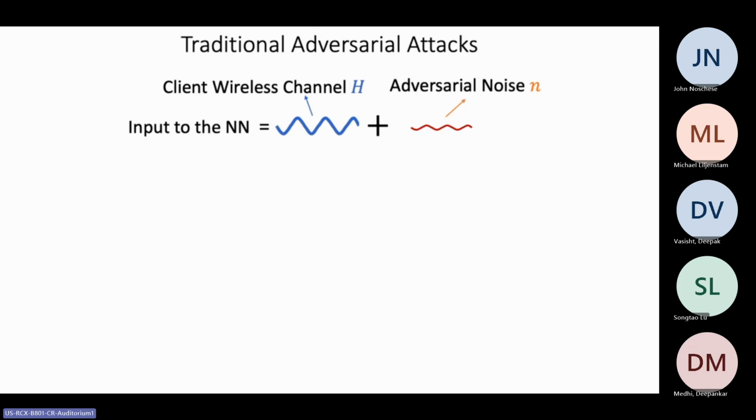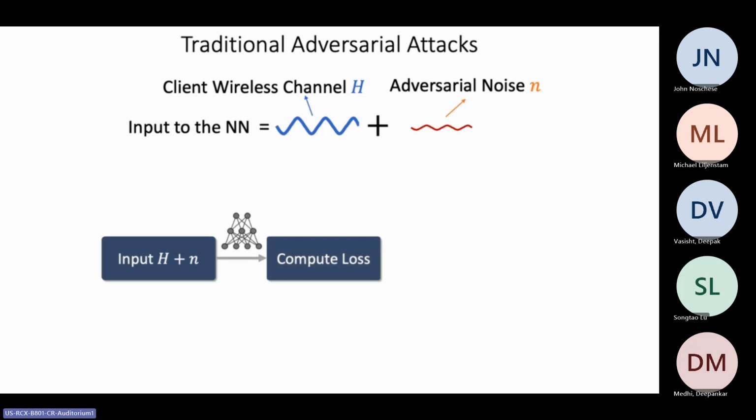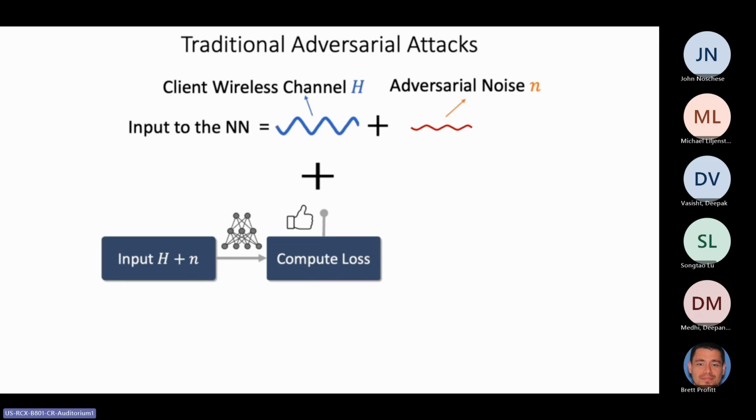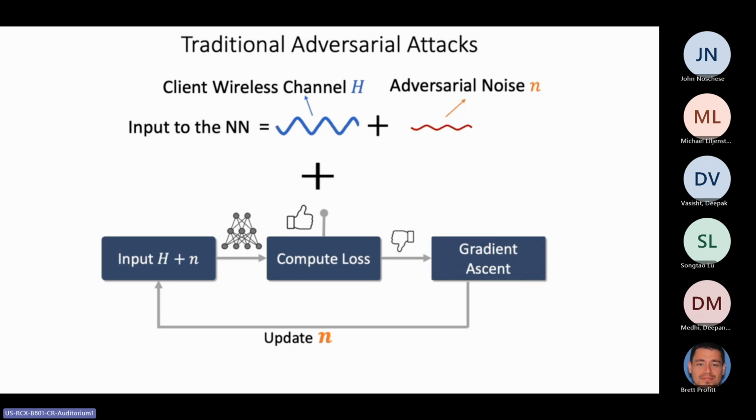So traditionally, the way this works is the following. You have some input to the network, let's say H, which is the wireless channel. You add some noise n. You pass this through the network, and you compute the loss. And then instead of doing gradient descent to minimize the loss, you do gradient ascent so that your loss keeps going up with a small amount of noise, with some bounds on the noise. And then you keep updating your noise till you find a noise that works for that specific input.